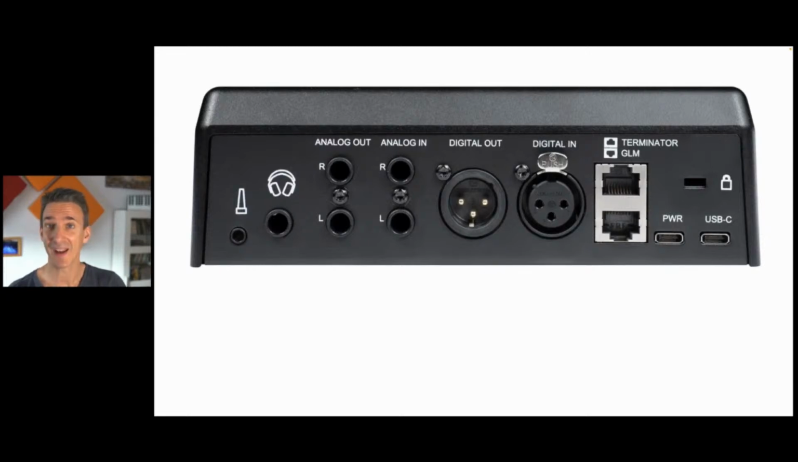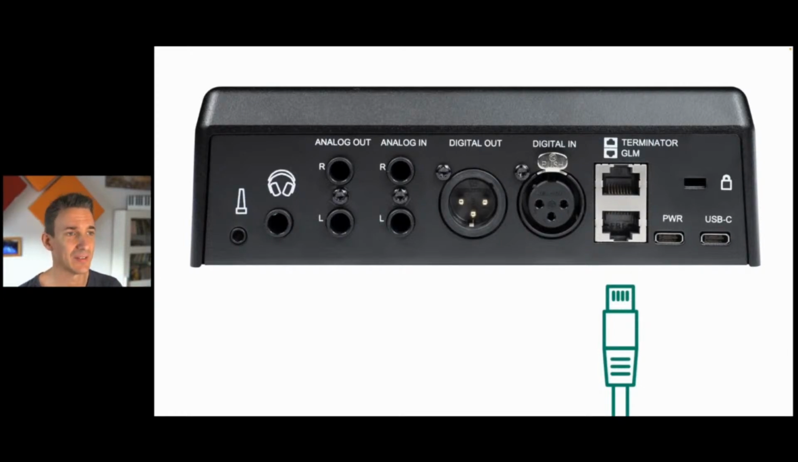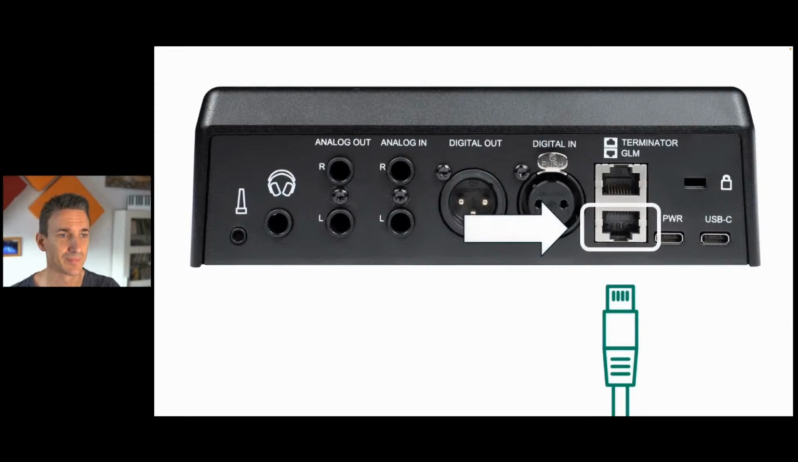Back to the back side of this nice device. As already said, we have these two RJ45 connectors. The lower one is for the GLM network, the other one is just the terminator. So if you have really, really long cable runs, you can just use a terminator there. But only GLM network, no audio over IP.